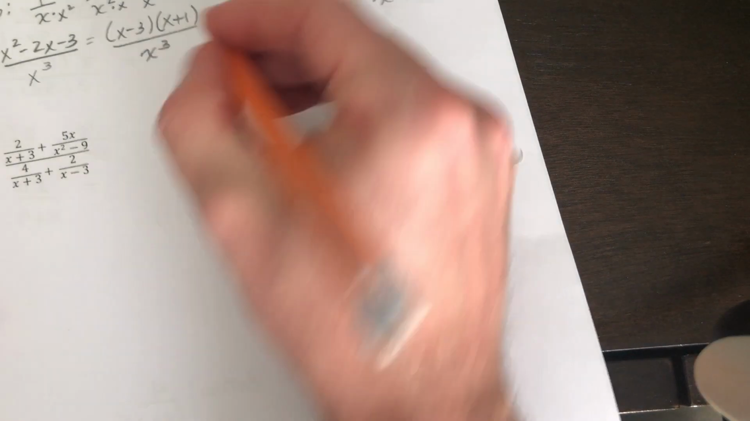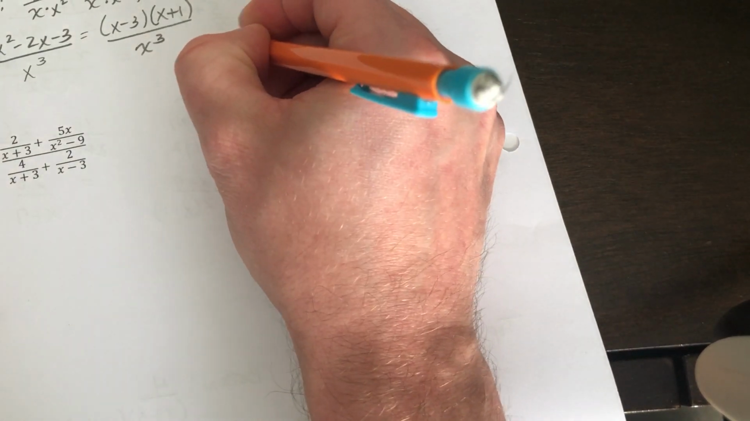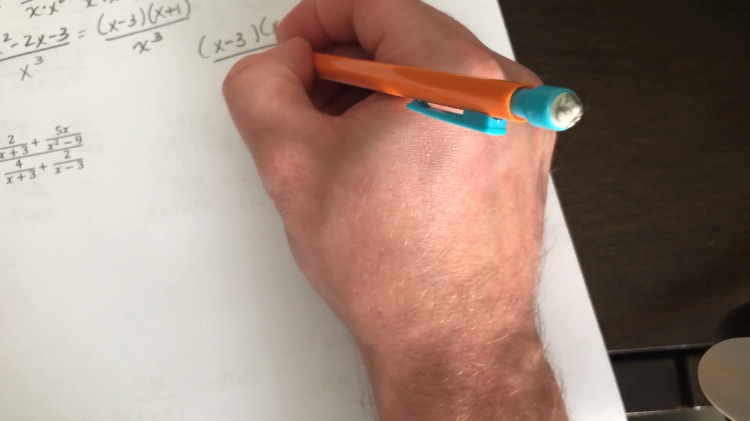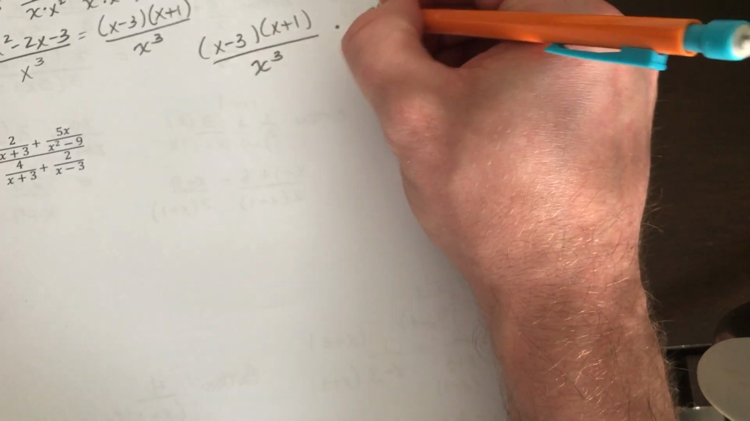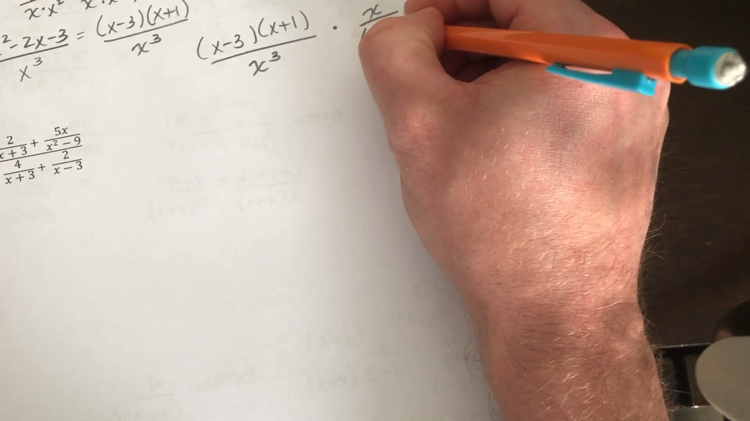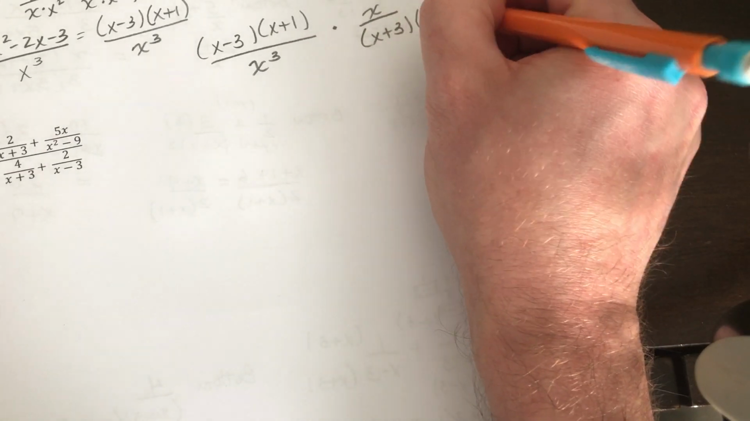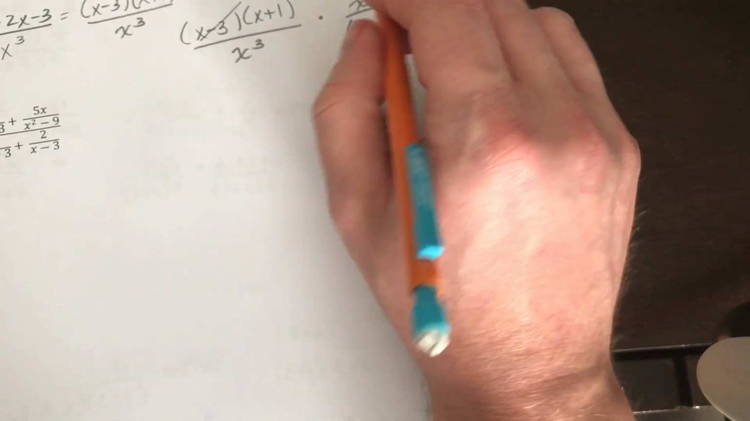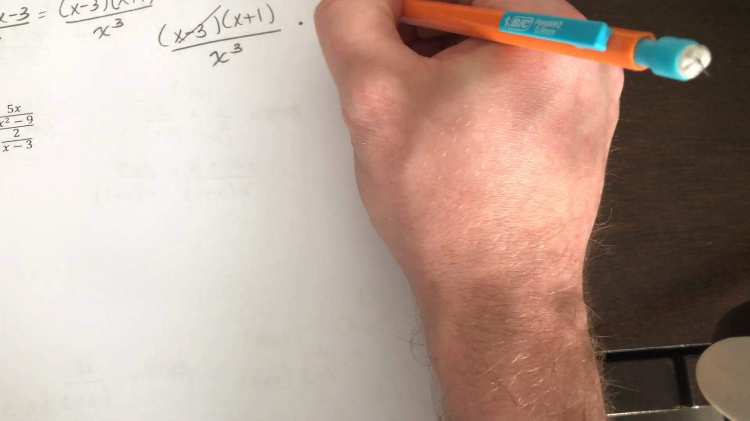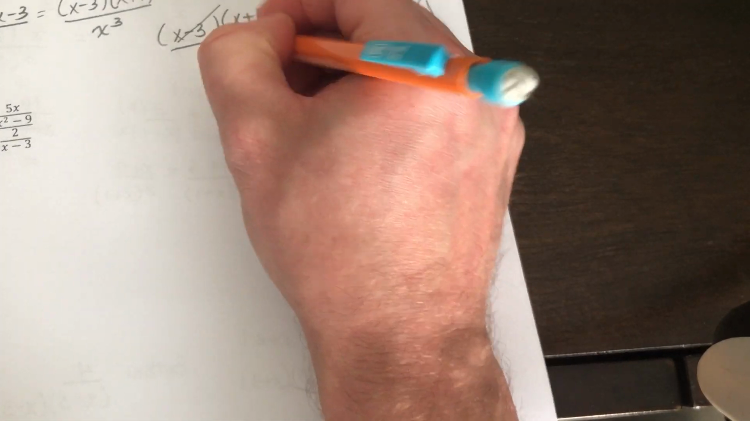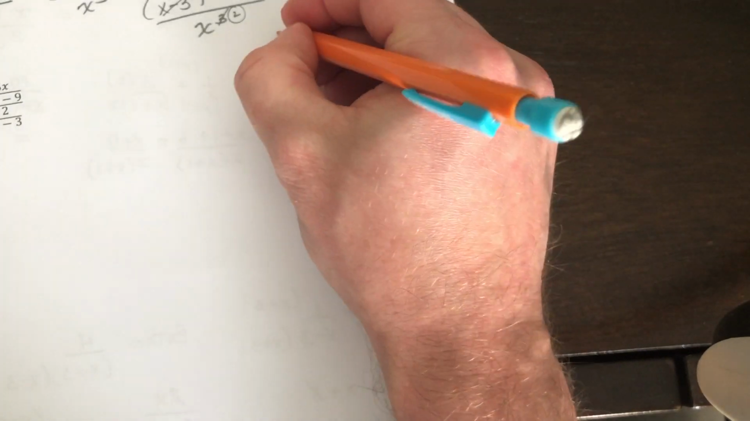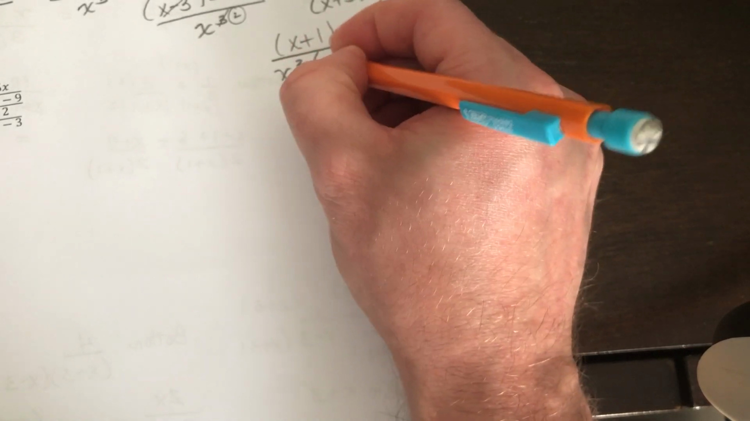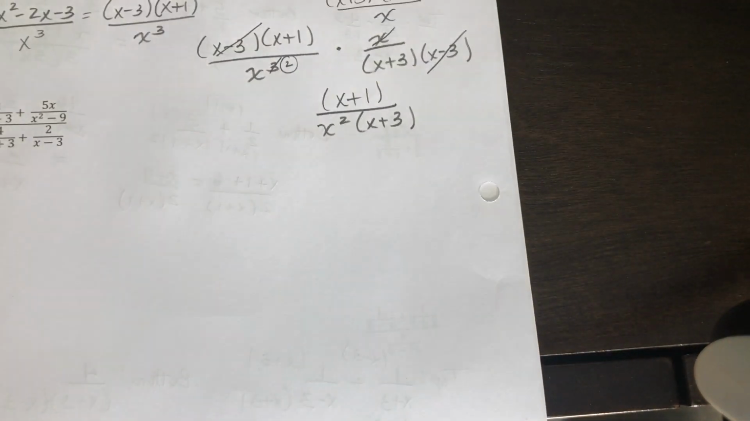Okay, so we're going to keep the top fraction, and we're going to multiply by the reciprocal of the bottom fraction. The x minus 3s will end up canceling. You can cancel an x. So we're left with x plus 1 all over x squared times x plus 3. That's my answer.